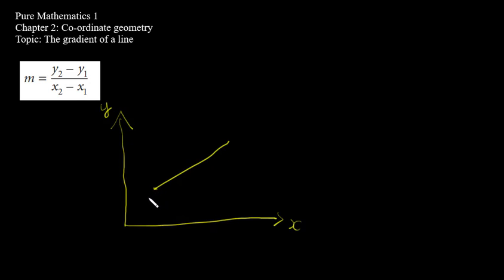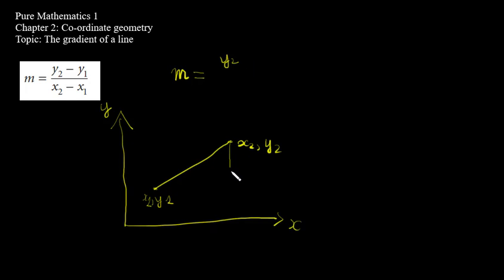I have this point (x1, y1), and this one (x2, y2). These are the coordinates of these 2 points. Now, if I want to find the gradient, I will use this formula. The gradient of a line is usually denoted m. Not always, but usually, because it is a common rule that we agree with each other.